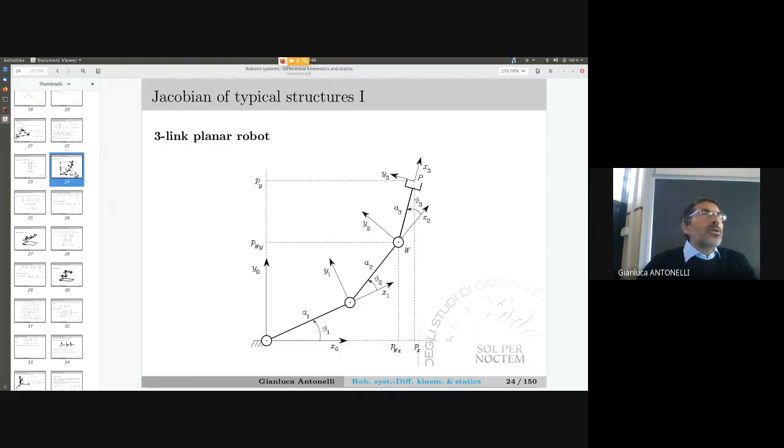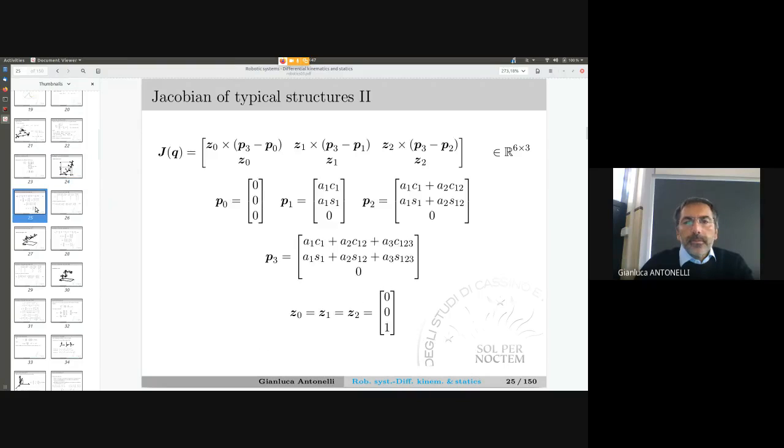of now just two structures, because from the notation aspect, it is very difficult to extract information. Starting with a three-link planar robot. Now, three rotational joints. The symbolic expression of the three columns is much the same. Now, Z i minus one is zero for the first column. Position of the end effector, position of the N, the last frame is P3, minus P i minus one is P0, okay?